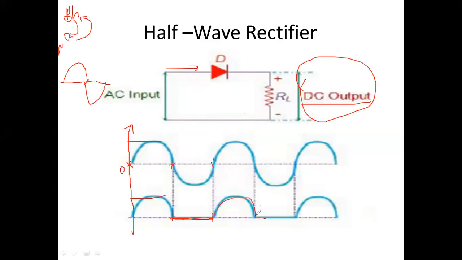Next, for the negative half cycle, it will become 0. For the positive half cycle, we will get the output. For the negative half cycle, it will be 0. For the positive half cycle, we are going to get the answer. Like that, it will continue for all the next cycles. This is the principle of the half wave rectifier.